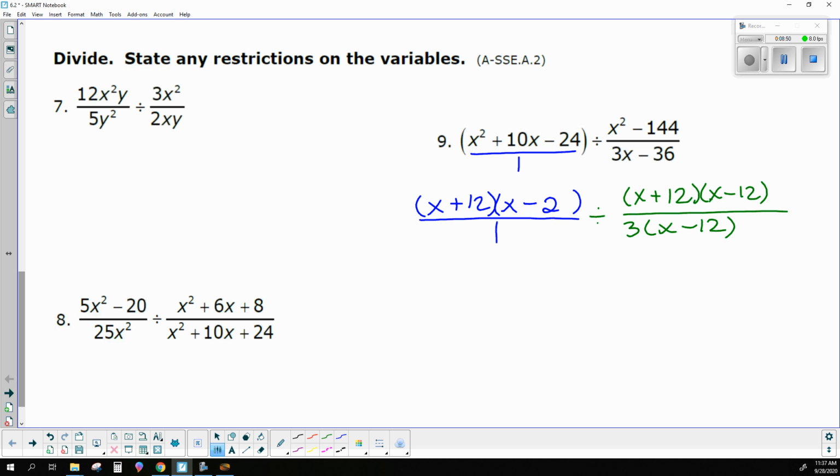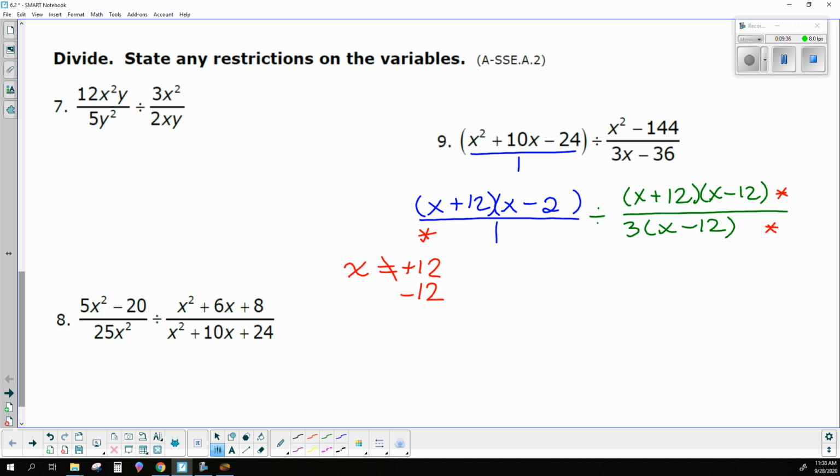Okay, so here's where it's tricky. Remember, when we go to put these together, we need to reciprocate that green expression, right? We have to flip the second one. And so when we do restrictions, we're going to have to take restrictions from this denominator and this numerator, because that numerator becomes a denominator when we reciprocate it. So looking at those 3 areas, we have restrictions that x will not be allowed to be a positive 12 or a negative 12. There are our restrictions, okay?